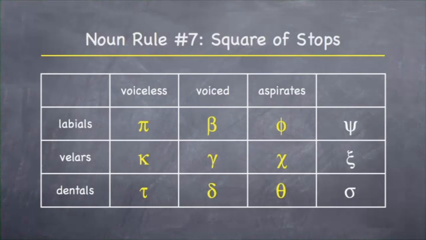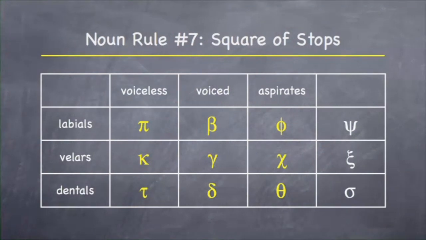The second category of stops are called velars. And velars are stops that produce a sound by pushing the tongue up against the soft palate. They're also called palatals because of that. The soft palate, the middle part of your mouth. And they are kappa, gamma, and chi. Can you feel your tongue moving as it goes up there?